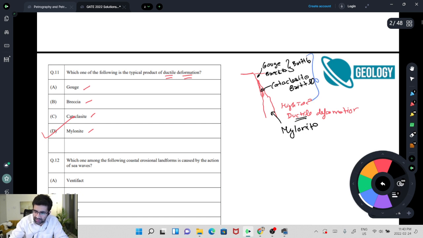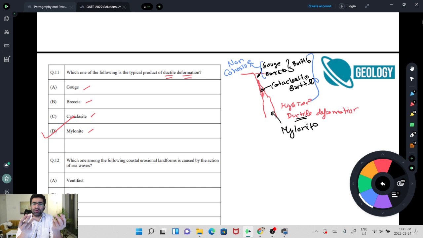are both these brittle? So the thing is that gouge and breccia are non-cohesive, meaning it will be like powder or broken fragments of rock. They will not form a cohesive piece, meaning a still intact piece of rock. So cataclasite, even though it is brittle deformation, the grains do get crushed, but they are still cohesive, they do not lose cohesion.